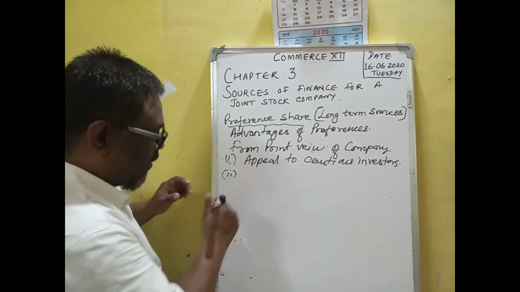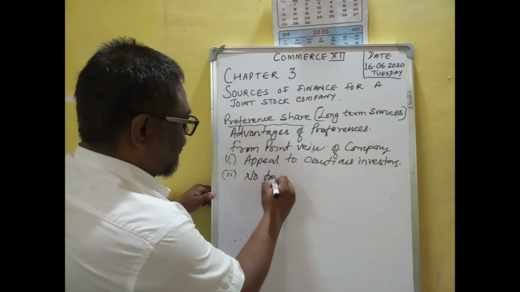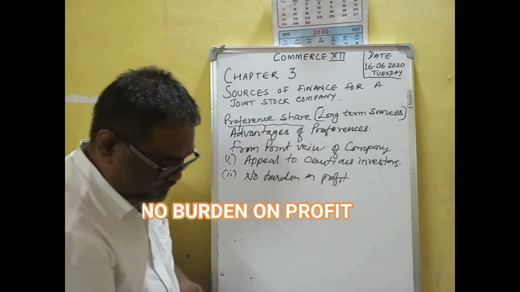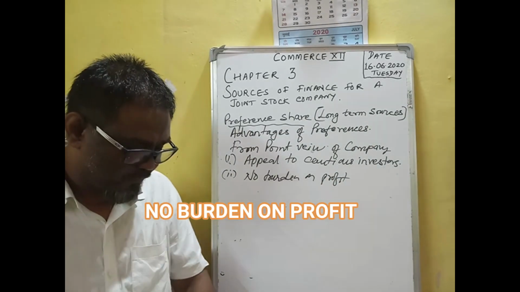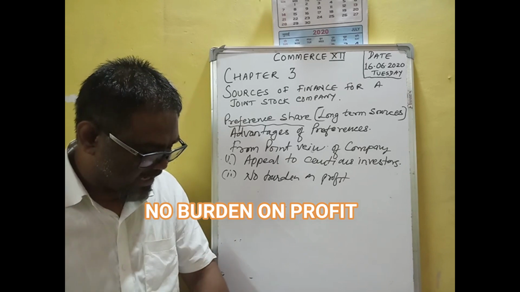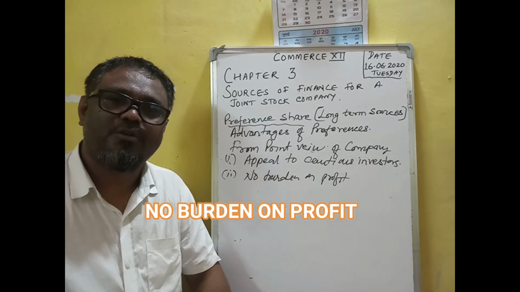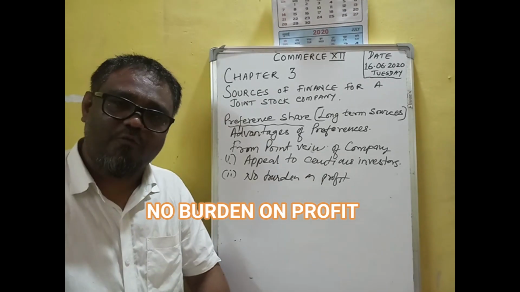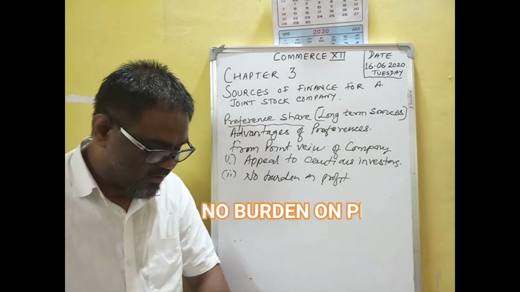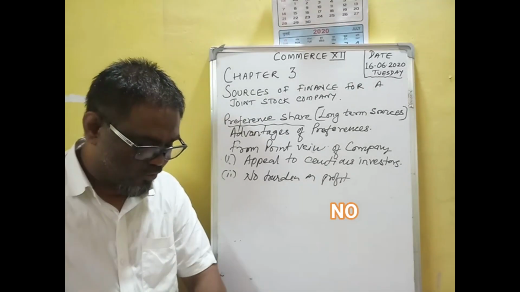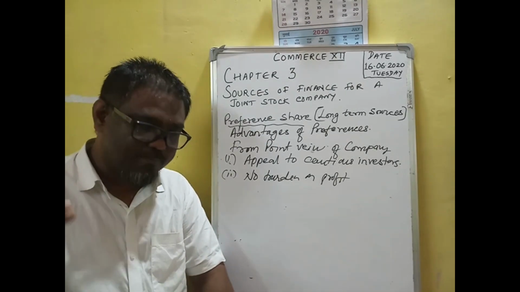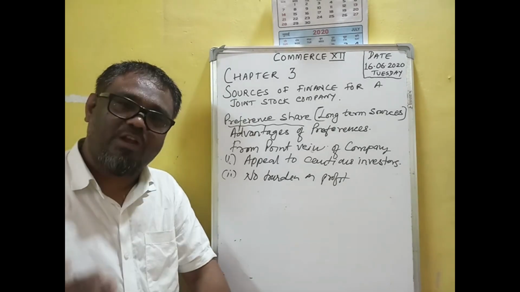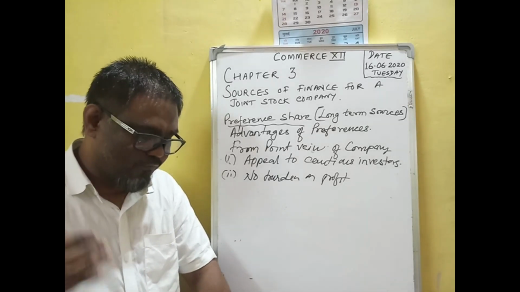Number 2, no burden on profit. Preference shares do not put a fixed burden on finance, as dividends are payable only out of profit. So when there is a profit, the preference holder will get dividend. Otherwise, the cost of finance is also less. So preference shares do not put any fixed burden.